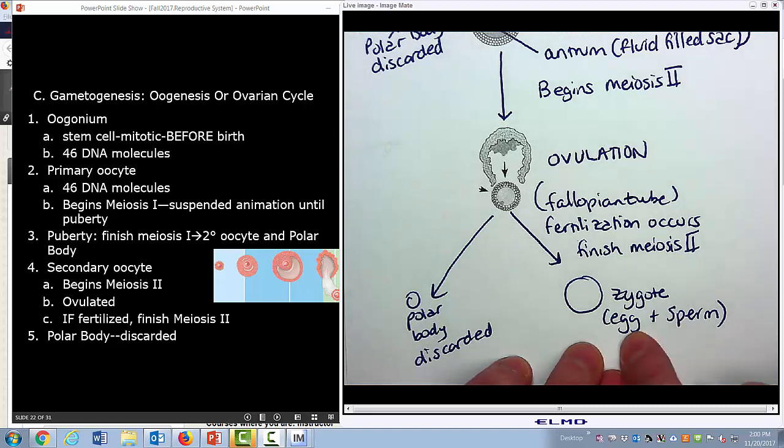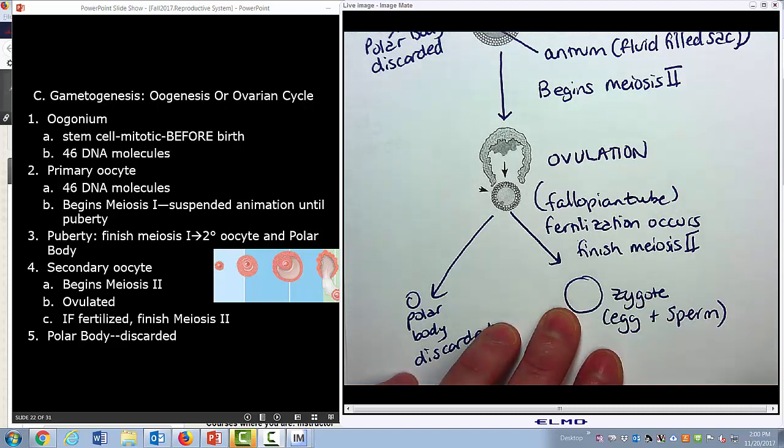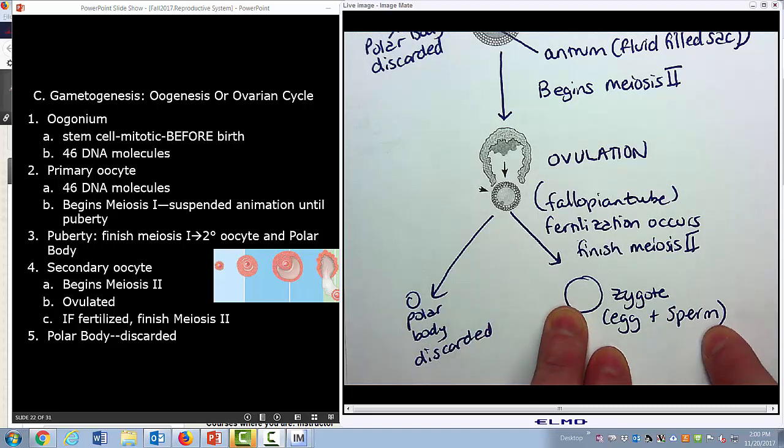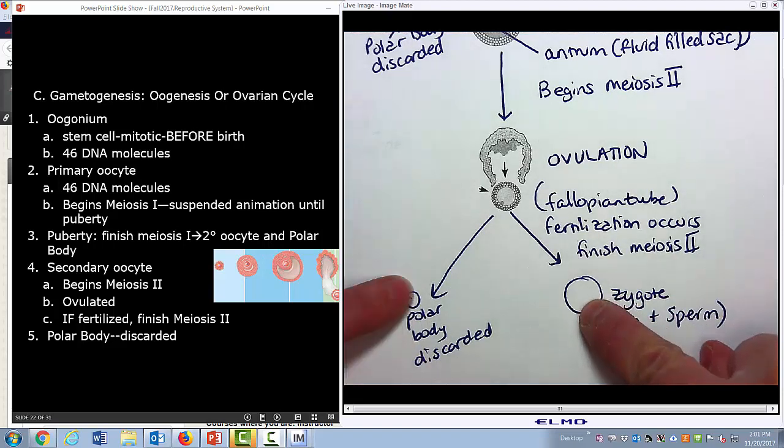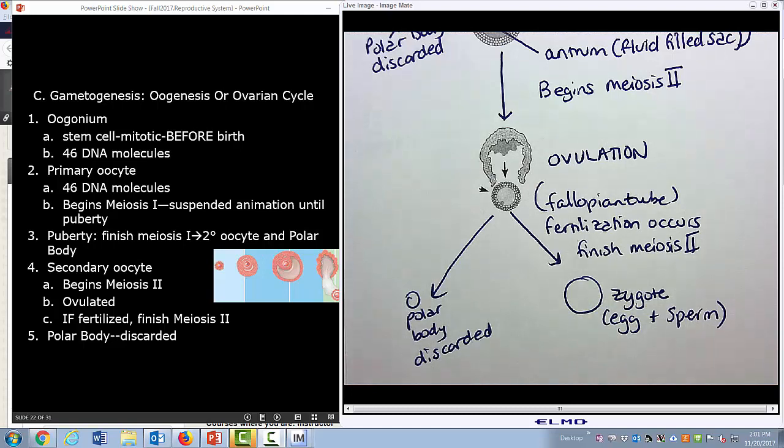And so we have the first cell of the new individual, the egg fertilized by the sperm. And so when this cell divides into two, we've got the first cell of the new individual, and then we've got what's left over, and that's discarded. It's called the polar body. Woohoo!